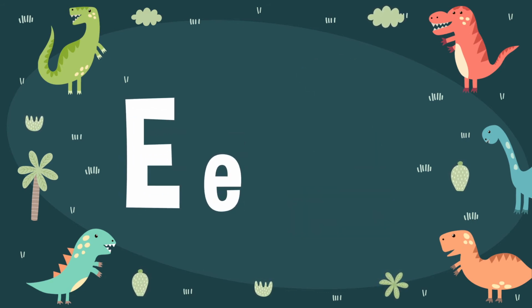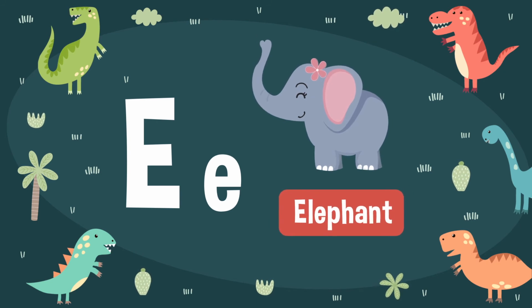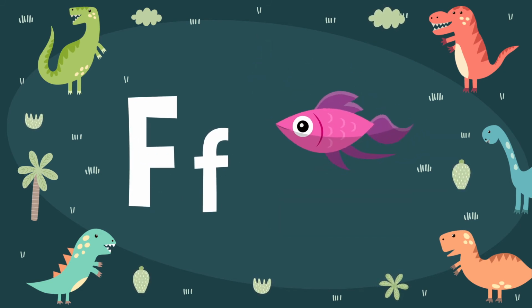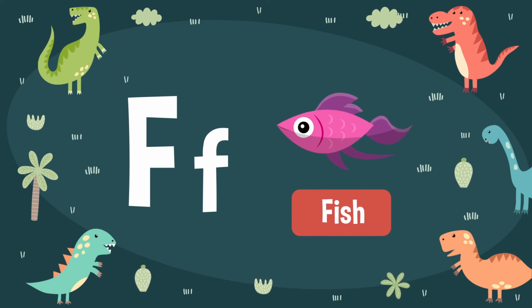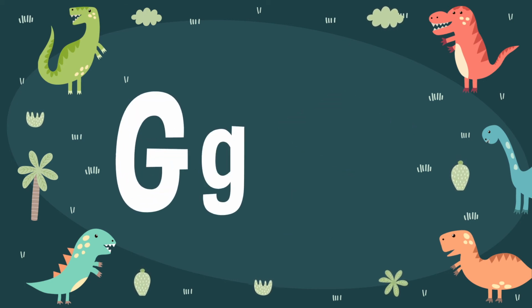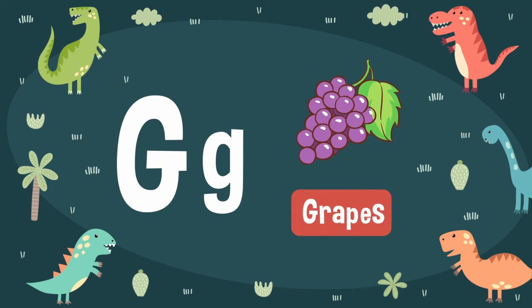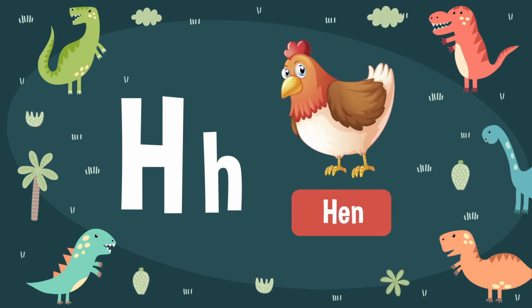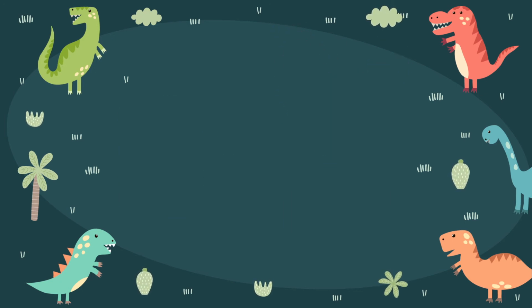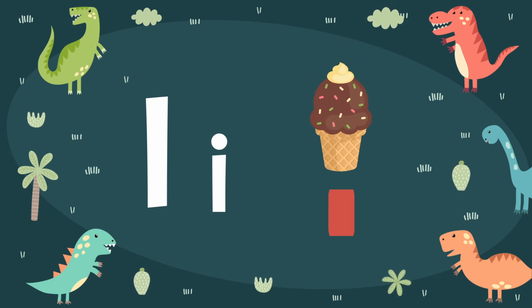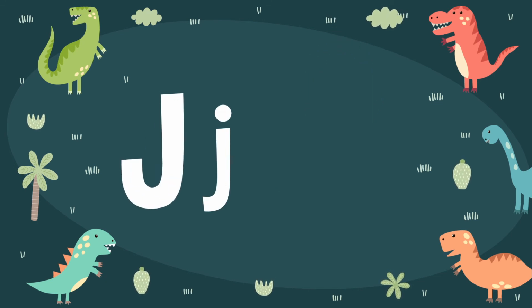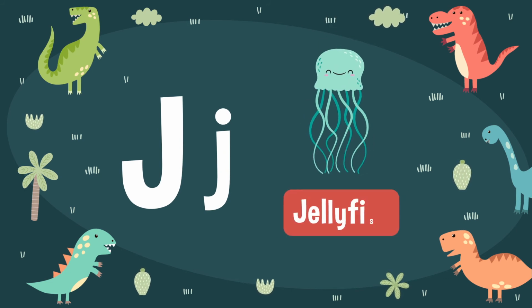E. E for elephant. F. F for fish. G. G for grapes. H. H for hen. I. I for ice cream. J. J for jellyfish.